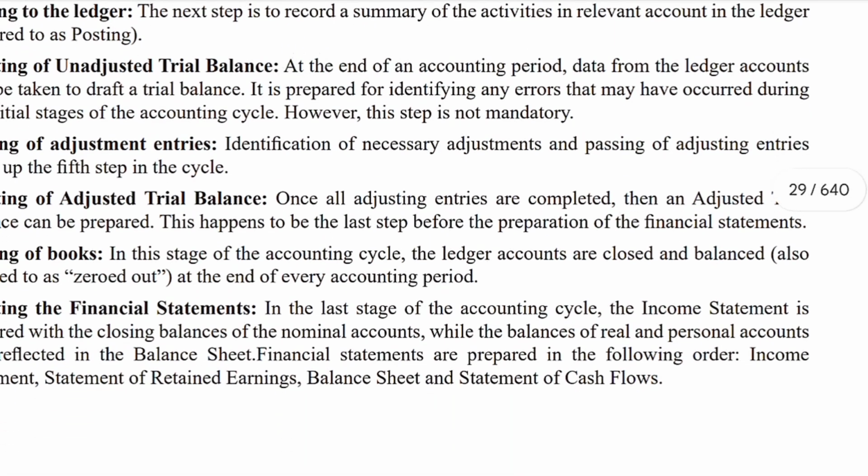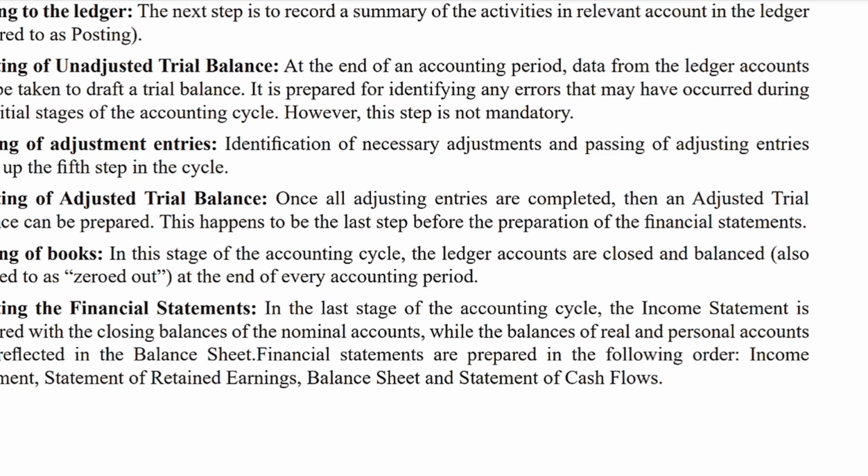Then comes what? We have to close the entries. We have to close the books. All the nominal accounts are to be closed by transferring to trading account and profit and loss account. So what we have to do? All the nominal accounts have to be closed. How? By transferring it into a trading account or trading account and profit and loss account.